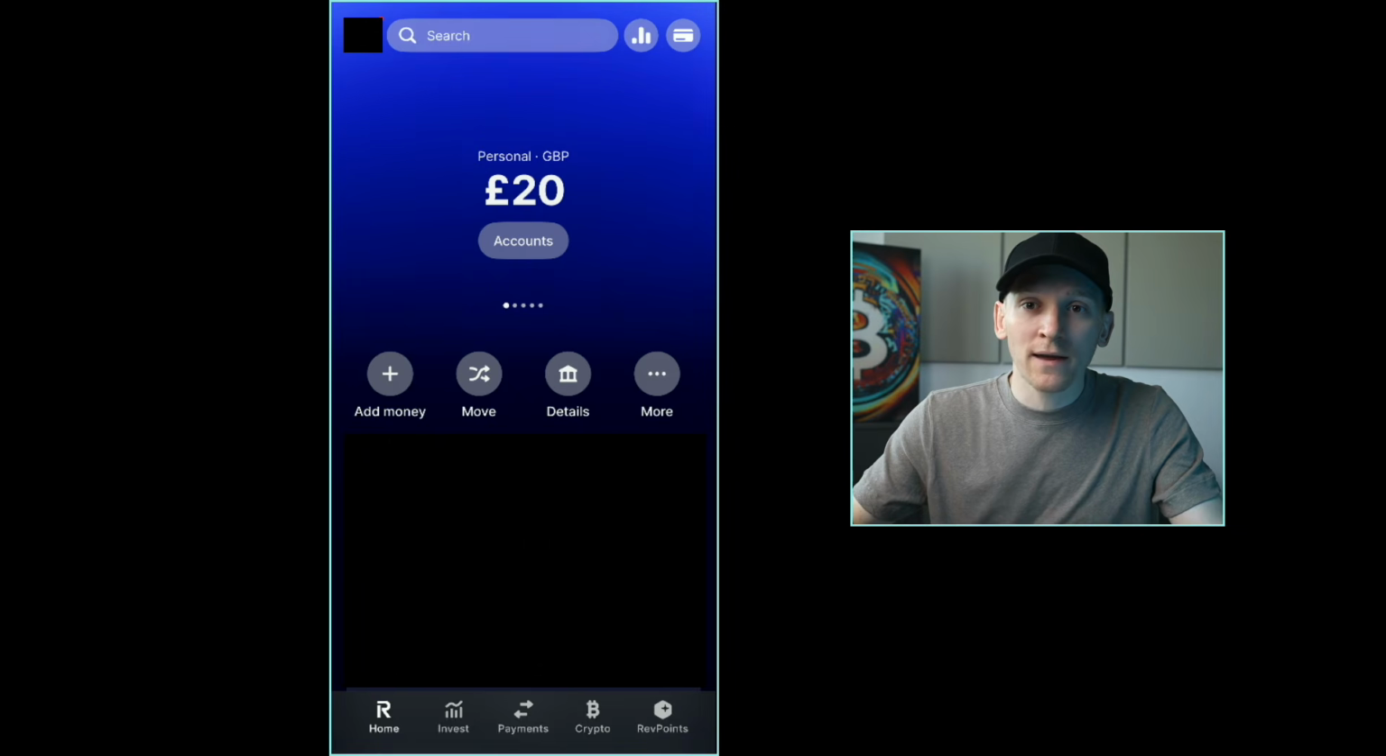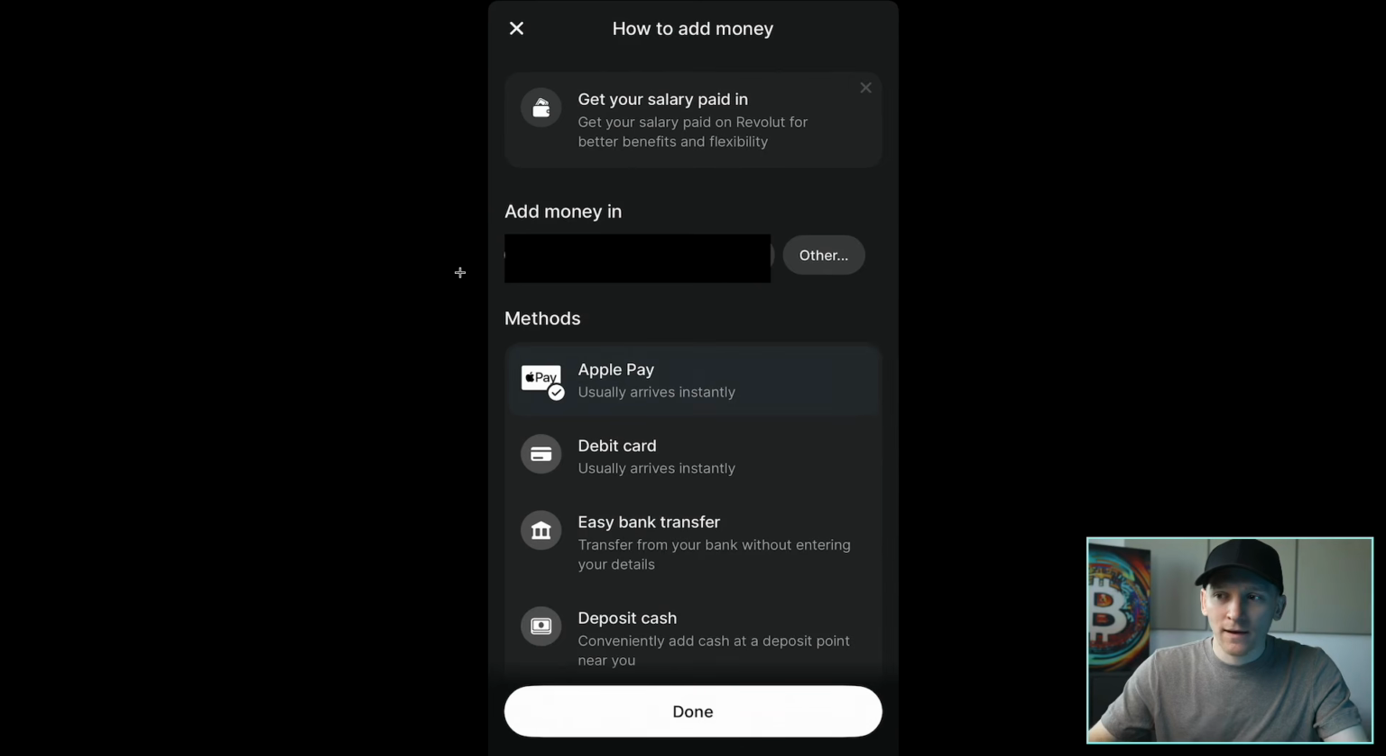In order to buy crypto, we first have to fund our Revolut account. So go back into your main Revolut app, and if you've got Revolut already, you'll know how to do this, but click add money on the left-hand side, and then it's going to take you through to the options to deposit money into Revolut.